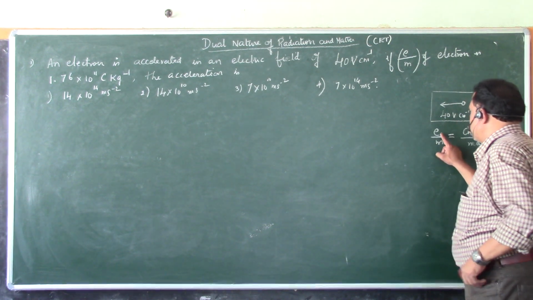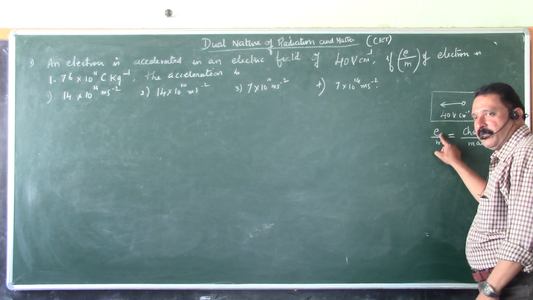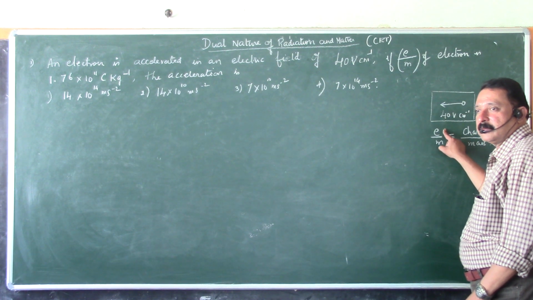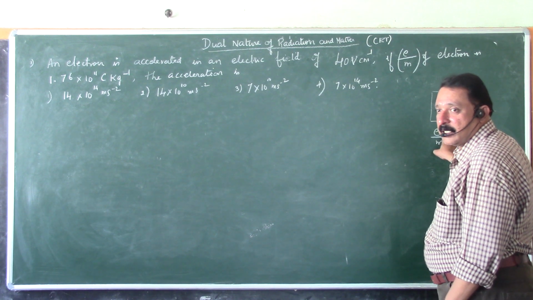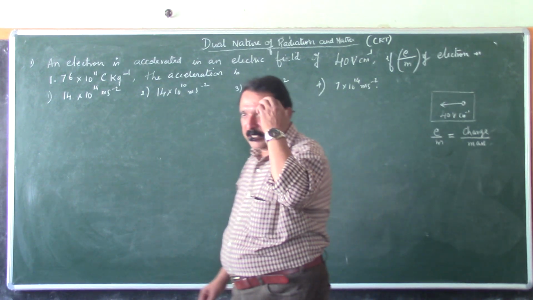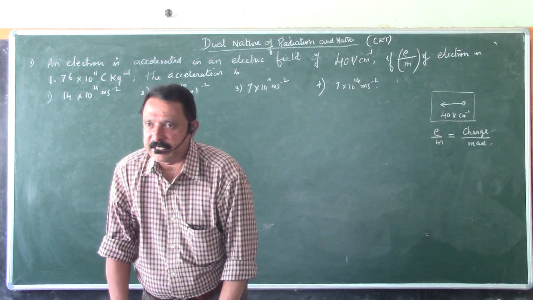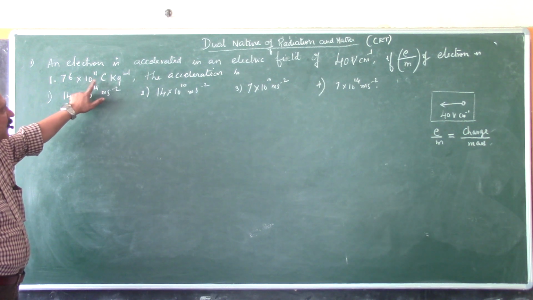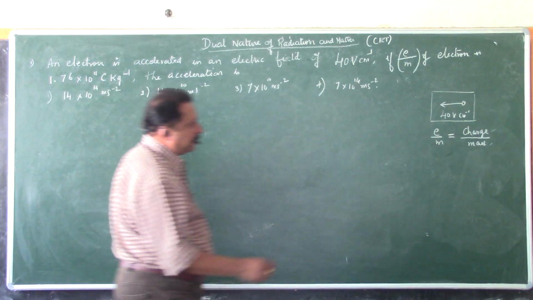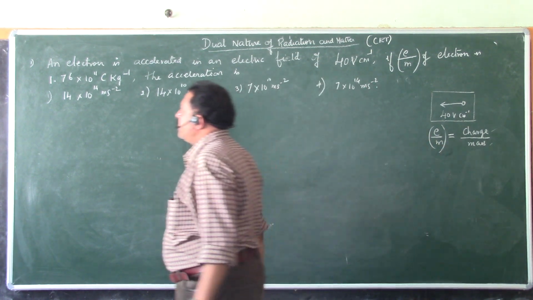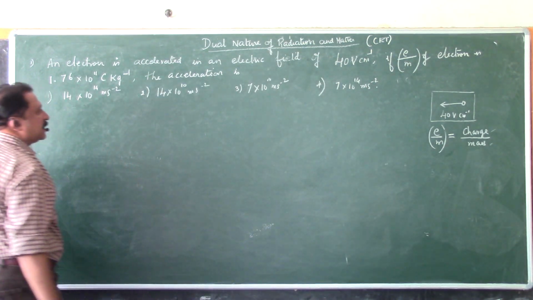You just have to put the value of e. What is the value of e for an electron? 1.6 into 10 to the power of minus 19 divided by mass, 9.31 into 10 to the power of minus 27 kg. When you simplify, you get this as 1.76 into 10 to the power of 11 coulomb per kg. So e by m is an important quantity for an electron. It is 1.76 into 10 to the power of 11 coulombs per kg.